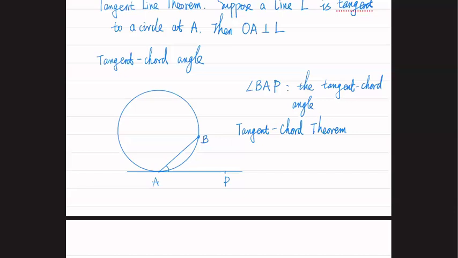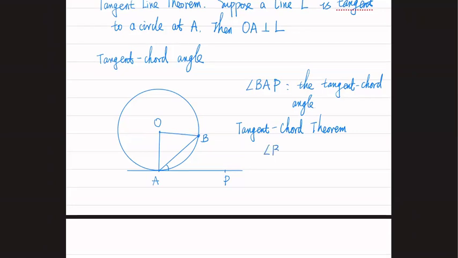is that the tangent chord angle is also half of the central angle. Okay.